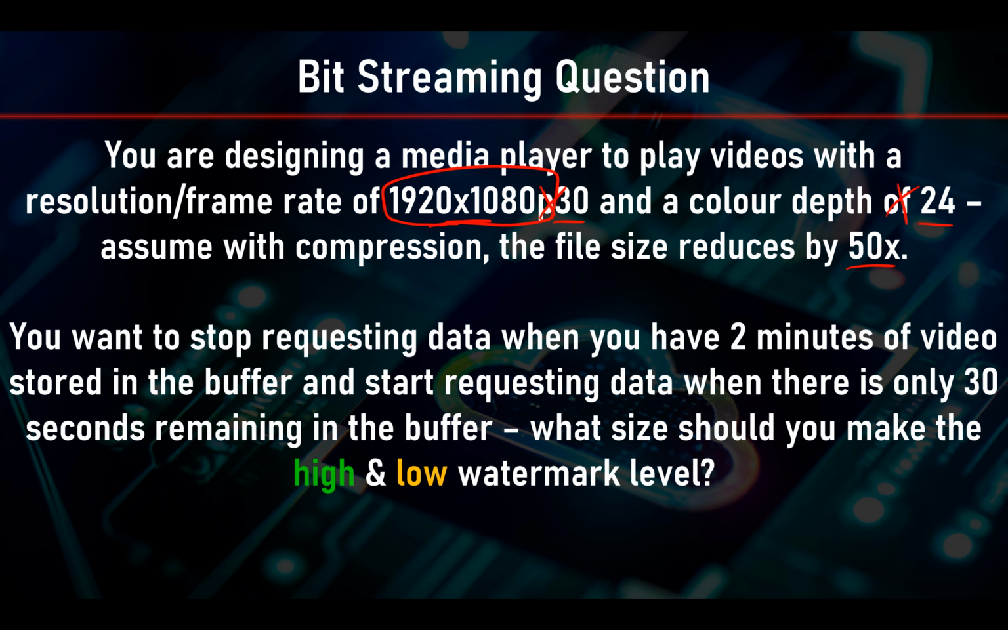So what we want to do is stop requesting data when we have 2 minutes of video stored in the buffer, and start requesting data when there's only 30 seconds remaining in the buffer. So from this, what size should we make the high and low watermark level?